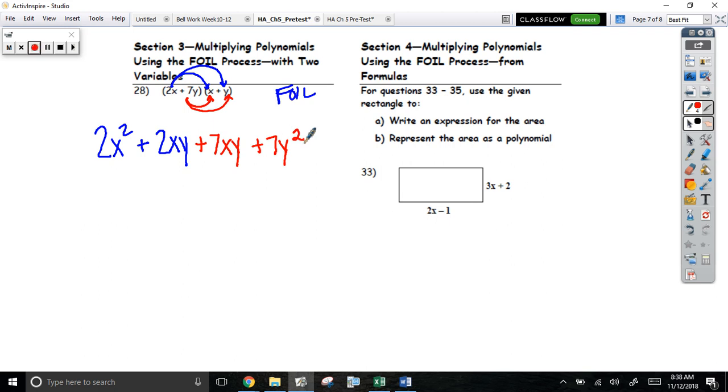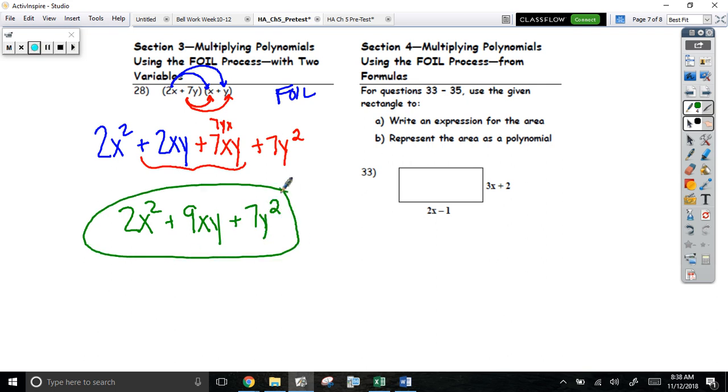And then the like terms should be in the middle. Again, it doesn't matter if you write this 7yx or 7xy, they'll still be like terms. So we'll combine those things together to get 2x squared plus 9xy plus 7y squared. Usually when there's multiple variables, you will leave a squared at the beginning and at the end because of how we would want to factor that. Okay, so same process, just with multiple variables.